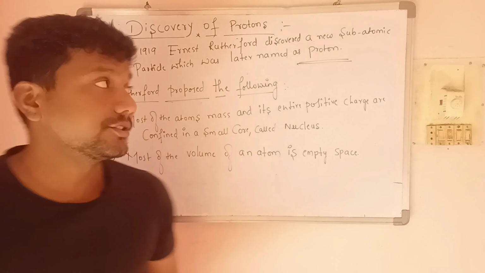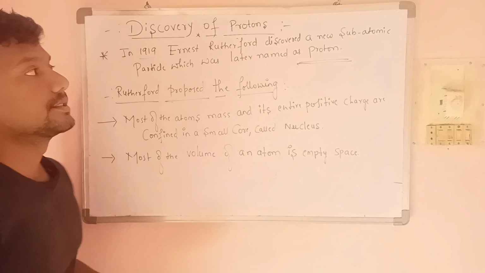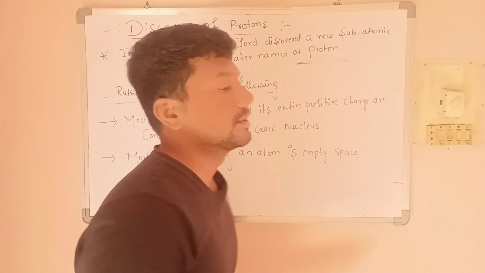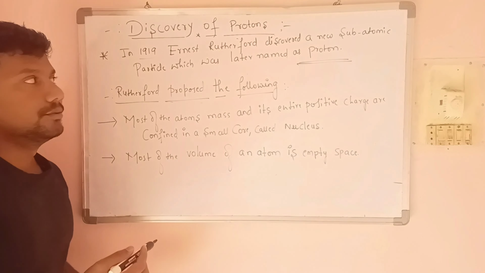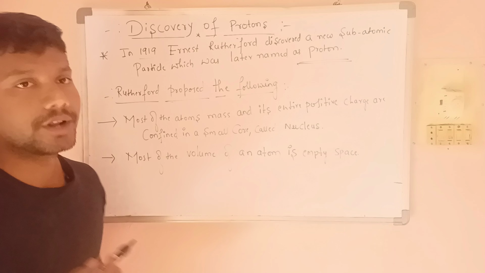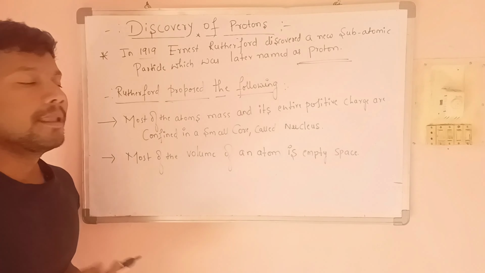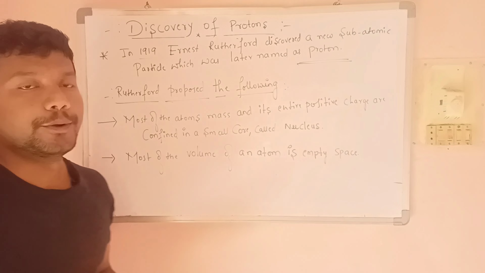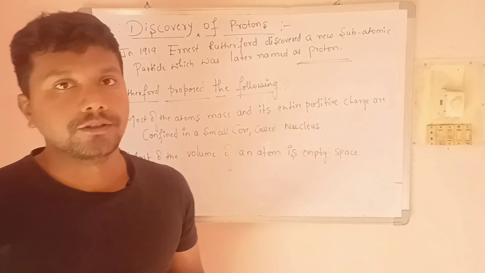Rutherford, another scientist, discovered a new subatomic particle, which he named the proton. In 1919, Ernest Rutherford conducted an experiment using gold foil, and he discovered a new atomic particle. He later named it the proton.